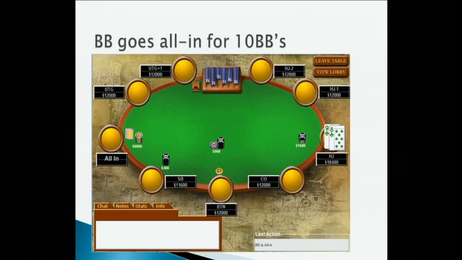But in this specific case, the effective stack size is not 15 big blinds, right? They only have 10 big blinds, so the effective stack size is 10 big blinds. So if you do the math, when the effective stack size is only 10 big blinds, you have enough equity to call.